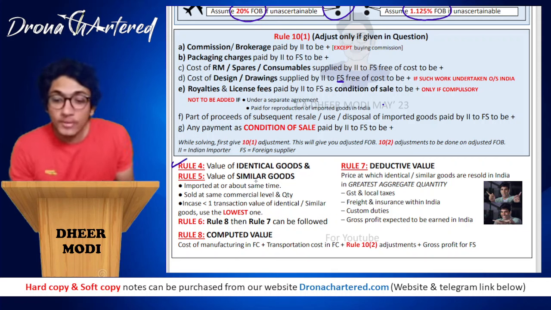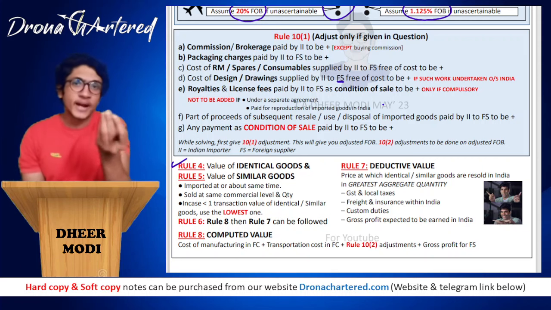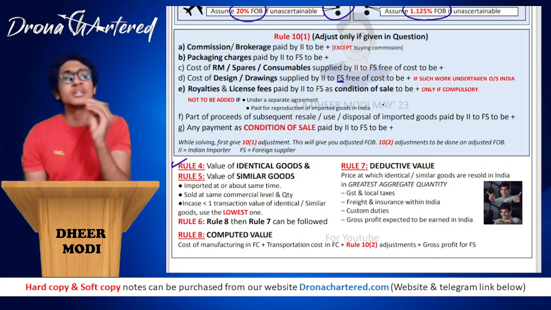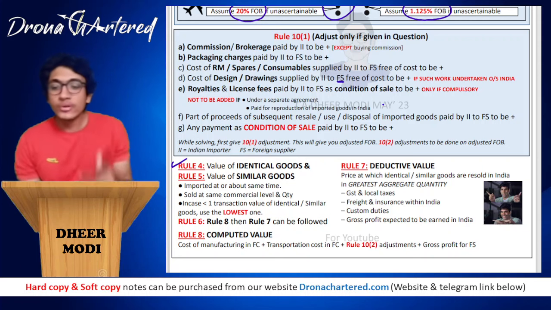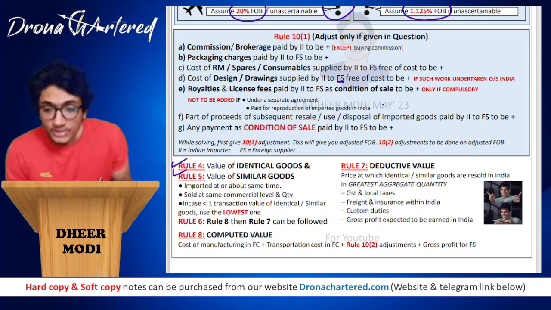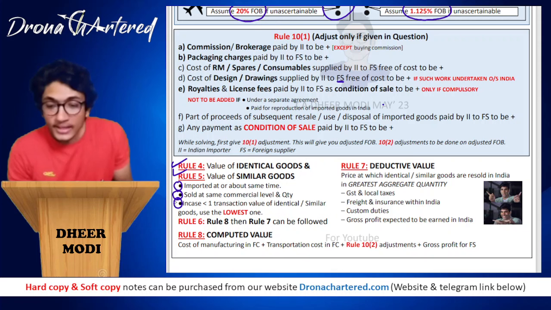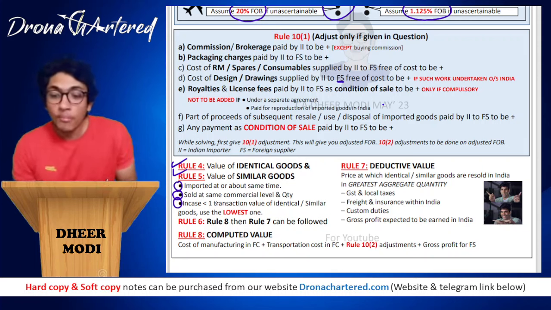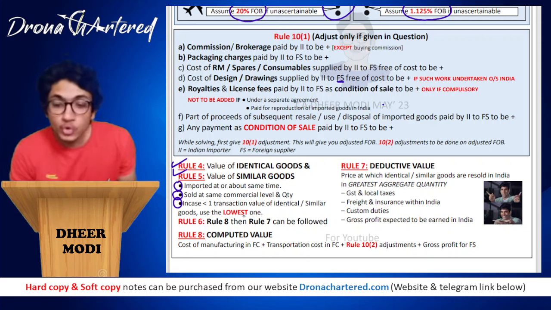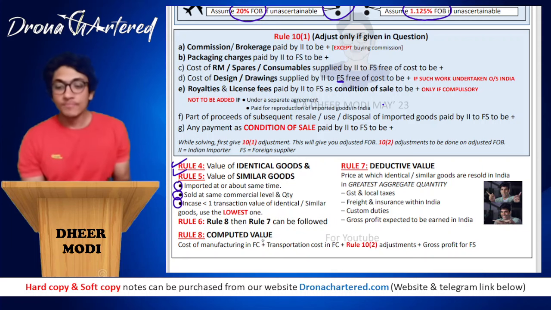Rule 5 talks about value of similar goods. Similar goods might be different in some certain conditions, but very close to each other. That is imported at or about the same time, sold at the same commercial level and quantity. In case there is more than one transaction value of identical or similar goods, use the lowest one. The lowest one will be considered.